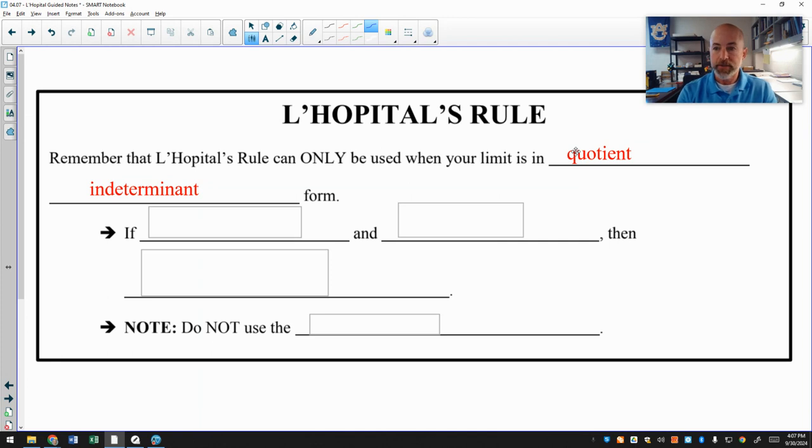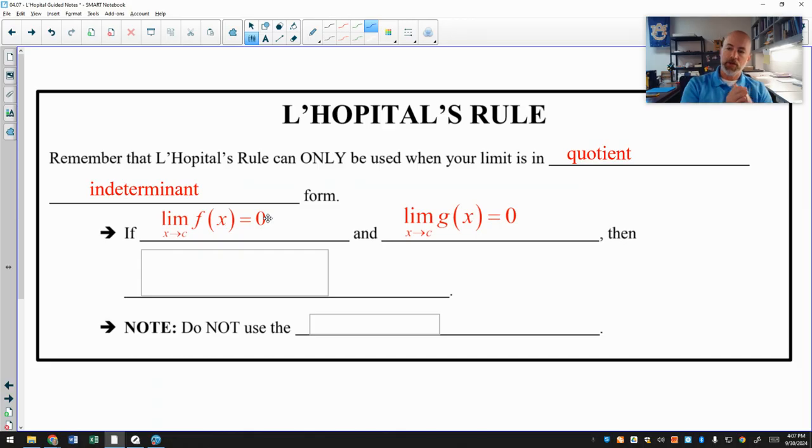There are other indeterminate forms. There are product indeterminate forms of 0 times infinity. There are exponential indeterminate forms. But in this video, we're going to talk about quotient indeterminate forms. And even in those other forms, before you apply L'Hopital's rule, you have to use some algebraic technique to turn it into a quotient before you can apply L'Hopital's rule. So let's talk about what L'Hopital's rule is.